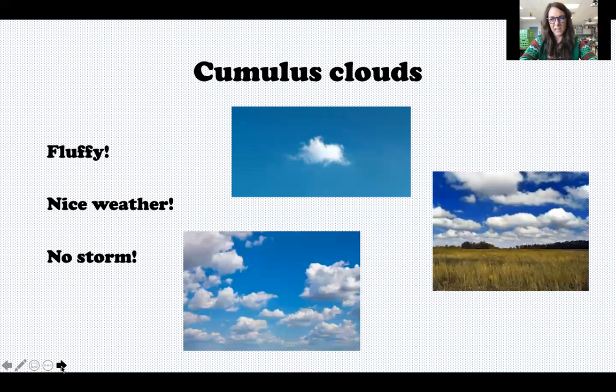So one type of clouds that we're going to talk about are called cumulus clouds. And cumulus clouds are fluffy clouds. It means there's nice weather and there's no storm. These are cumulus clouds. They're just nice, pretty, fluffy. They look like cotton balls or cotton candy up in the sky, but they don't necessarily mean there's going to be rain or a storm. However, they can turn into storm clouds, which I'll talk more about in a minute.